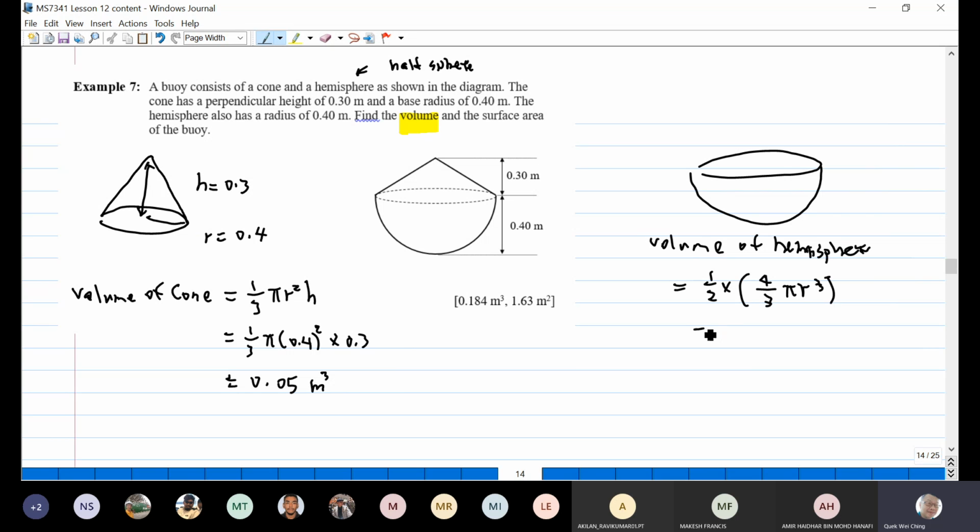So, you get 2 over 3 pi. R is what? This radius is 0.4. So the 0.4 power 3. So altogether, this is 2 over 3 times pi times 0.4 power 3. This will give you 0.134.